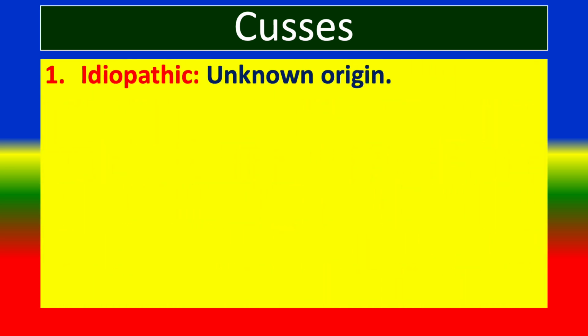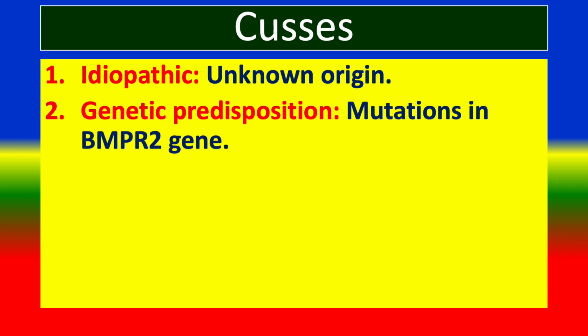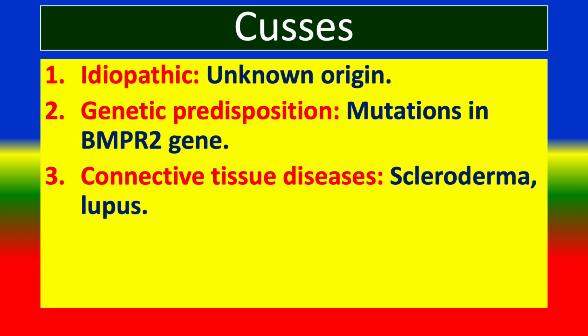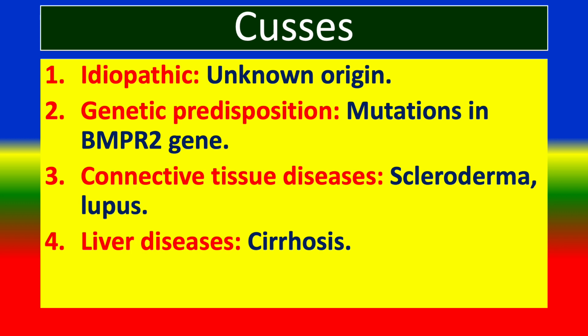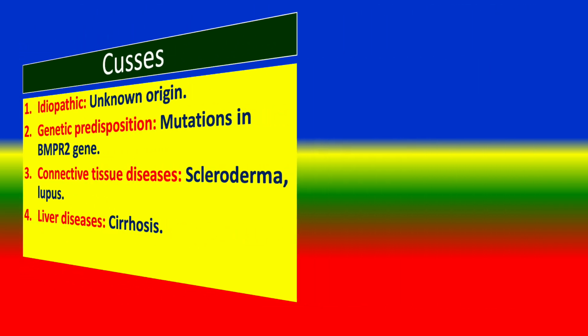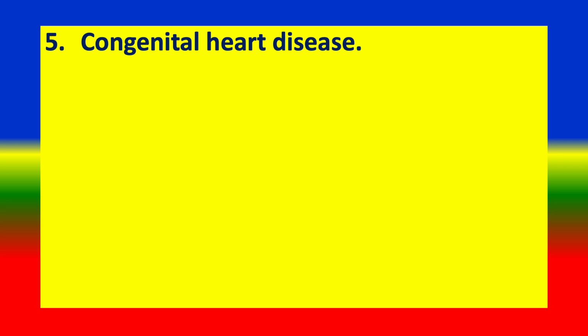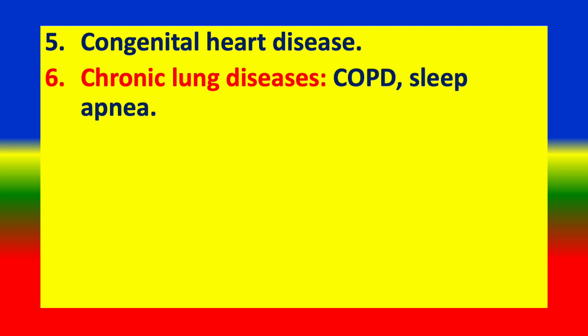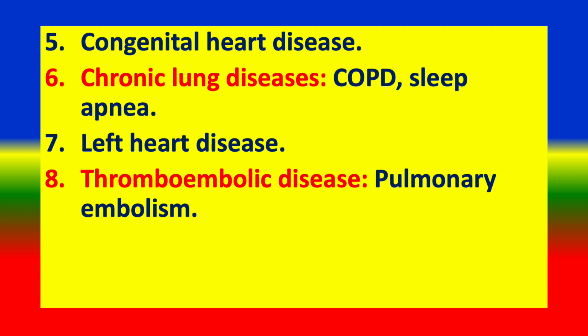Causes: 1. Idiopathic, unknown origin. 2. Genetic predisposition, mutation in BMPR2 gene. 3. Connective tissue diseases, scleroderma, lupus. 4. Liver diseases, cirrhosis. 5. Congenital heart disease. 6. Chronic lung diseases, COPD, sleep apnea. 7. Left heart disease. 8. Thromboembolic disease, pulmonary embolism.